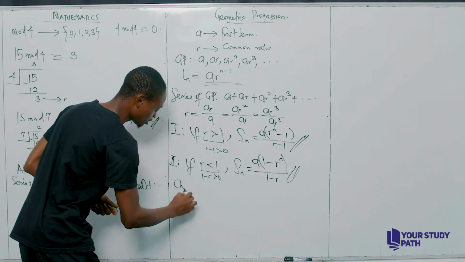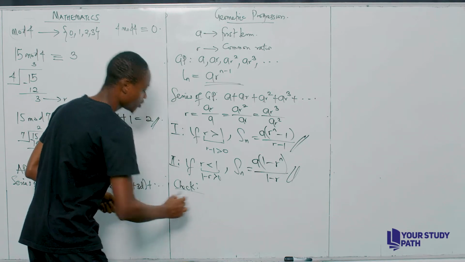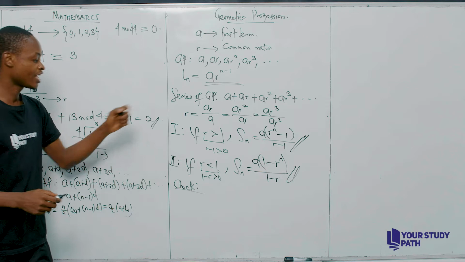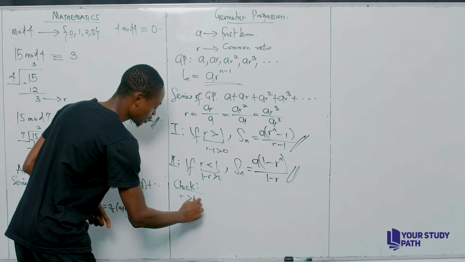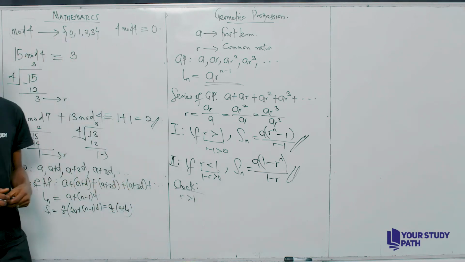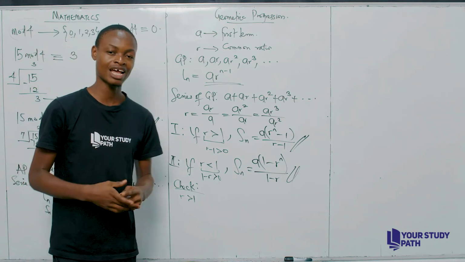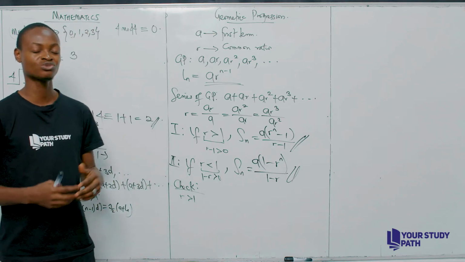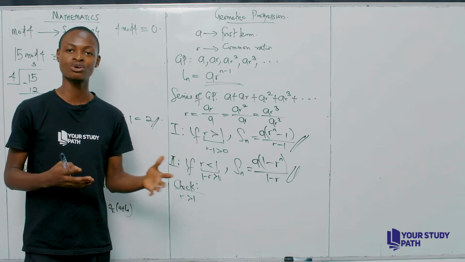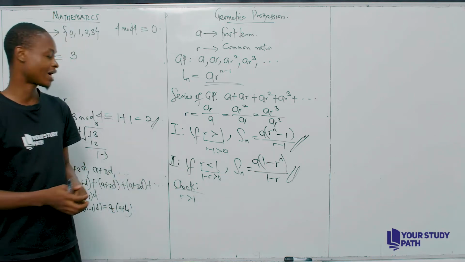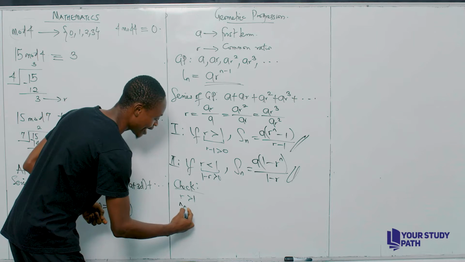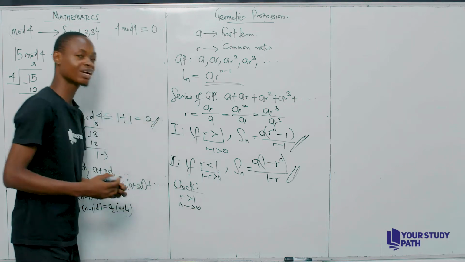Look at it. So let's have a check now. Let's check first and foremost if r is greater than 1. If r is greater than 1, we are talking about values like r equal to 1.5, r equal to 5, r equal to 5,000, r equal to 1 million, r equal to 10, values greater than 1. Now we want to consider when n becomes very, very large.